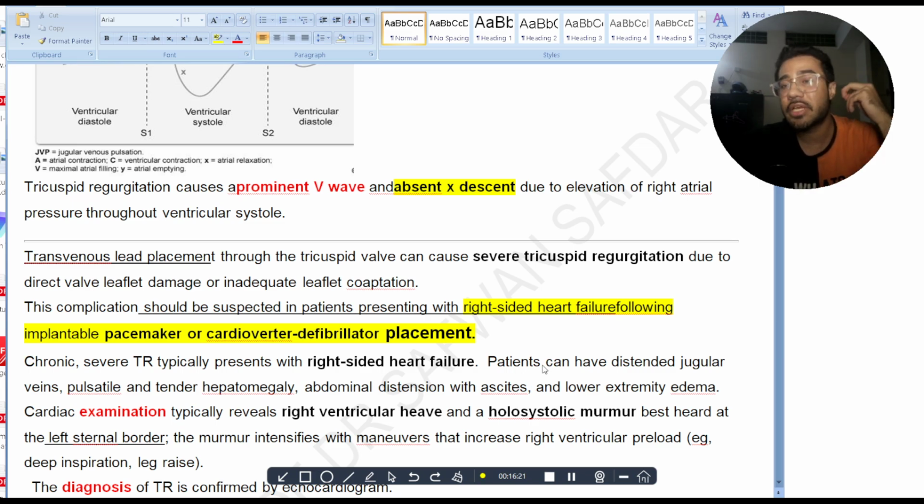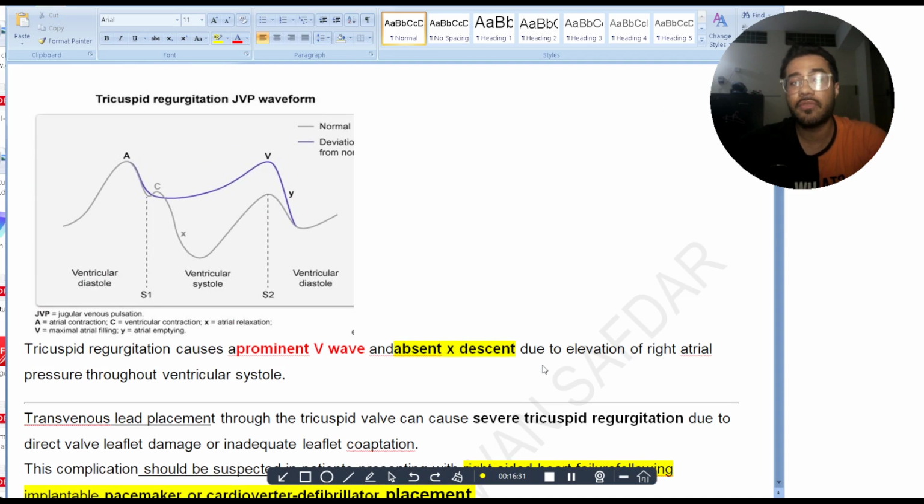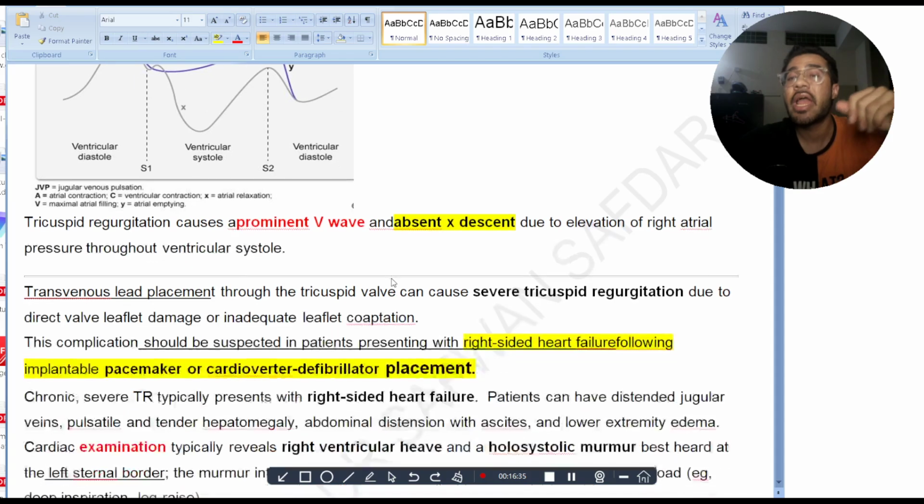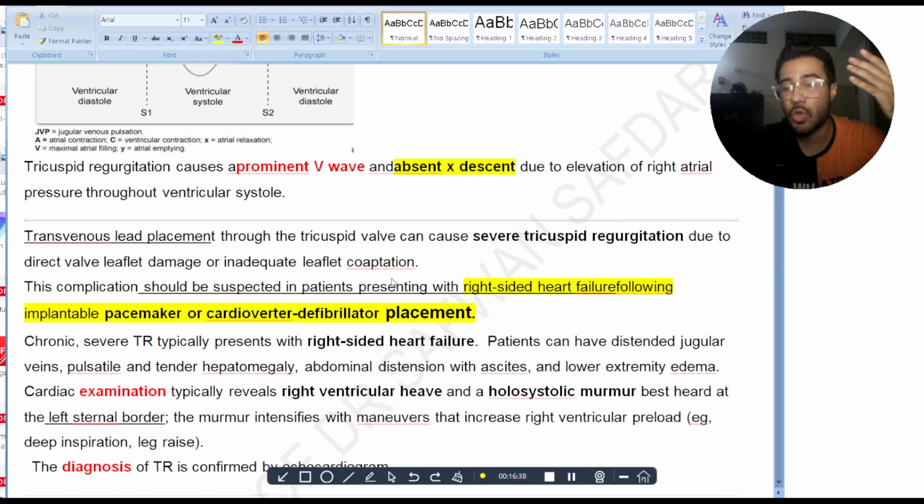So the scenario is going to be like the patient got a pacemaker installed, and after that the patient had signs of JVP, jugular venous pressure. JVP was raised, and they might give you this waveform that confirms that it is tricuspid regurg, and they say that the patient does not have any pulmonary edema. That further makes you sure that it is the problem with the right side of the heart, not the left side of the heart, because when there's a problem with the left side of the heart, you get pulmonary edema.